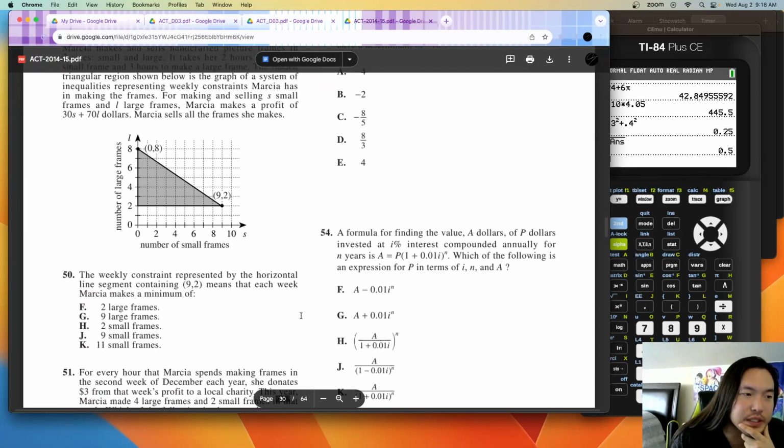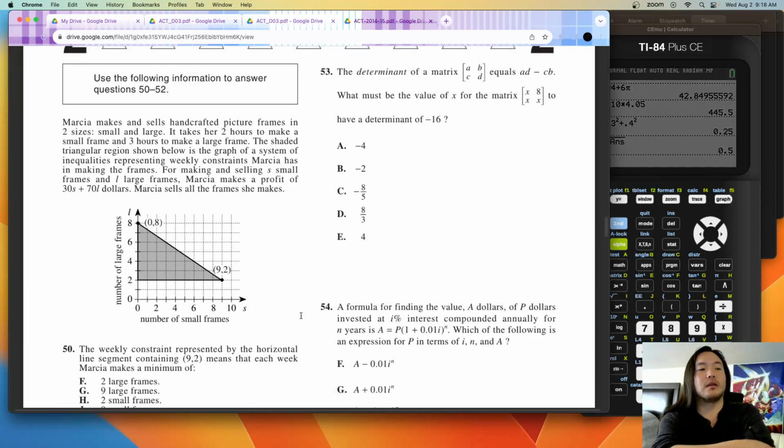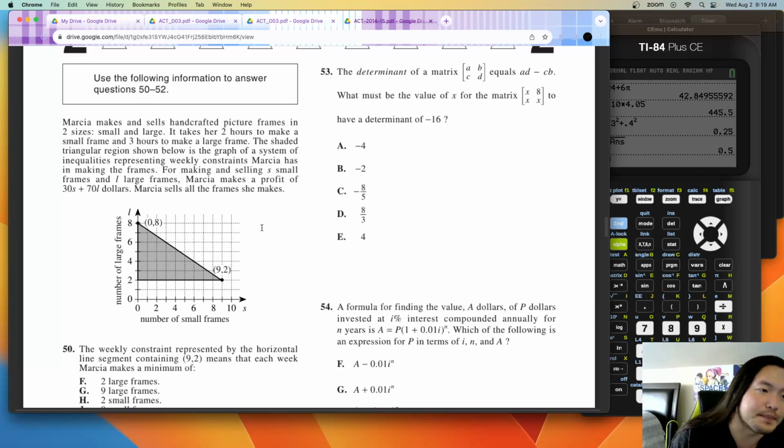Okay, let's go ahead and start at question 50. Okay, so we have Marcia this time. Right away, we immediately have another right triangle. They probably want us to use the Pythagorean theorem again.